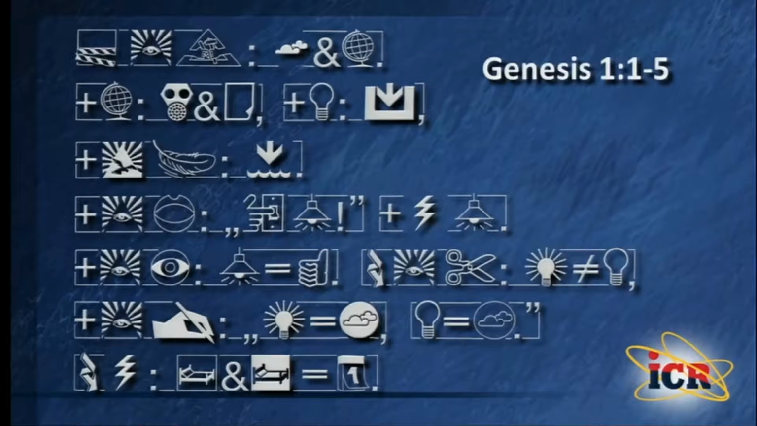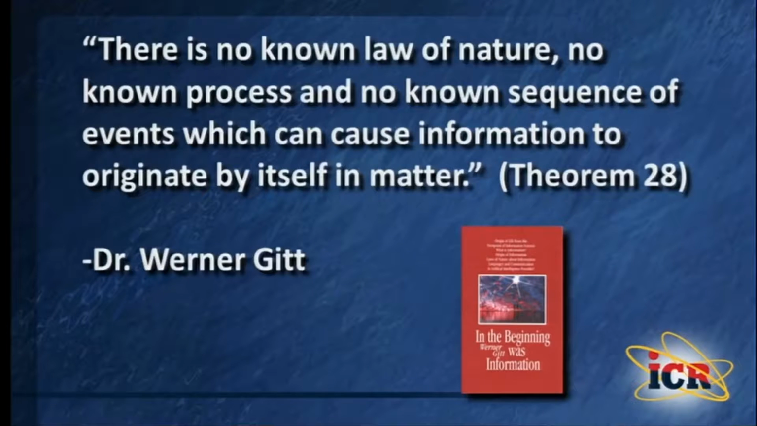But when you have information like that, and we know this has information because we can decode it, when you have information, certain rules apply, certain laws of nature, just like you have the law of conservation of energy. That applies when you have energy. So there are laws of information. Dr. Werner Gitt, one of the world's experts on information theory, says there is no known law of nature, no known process, and no known sequence of events which can cause information to originate by itself in matter. That appears to be a law of nature.